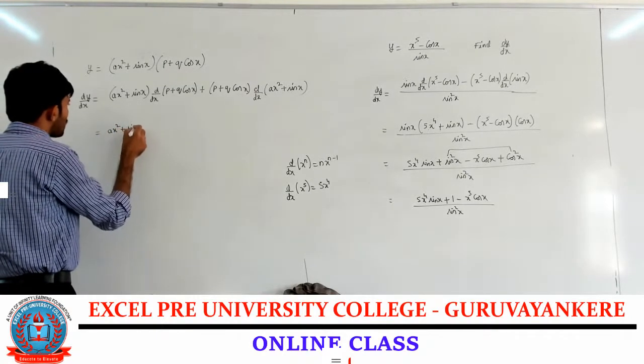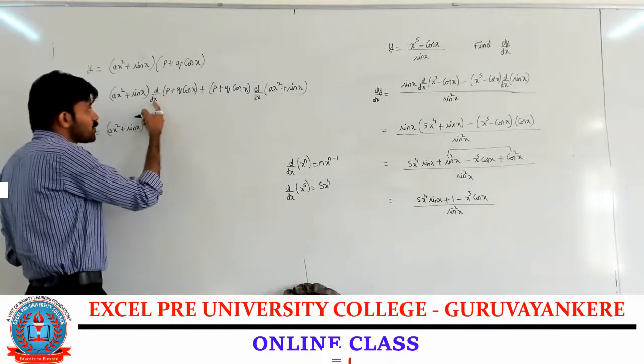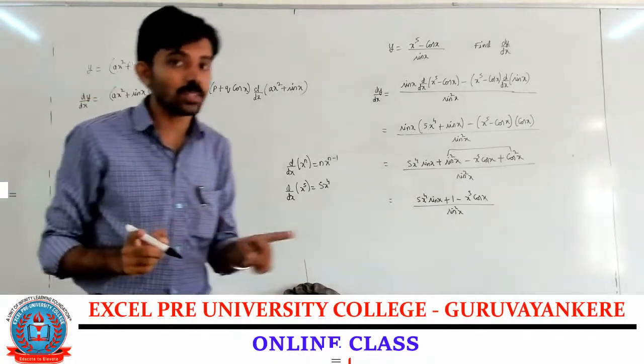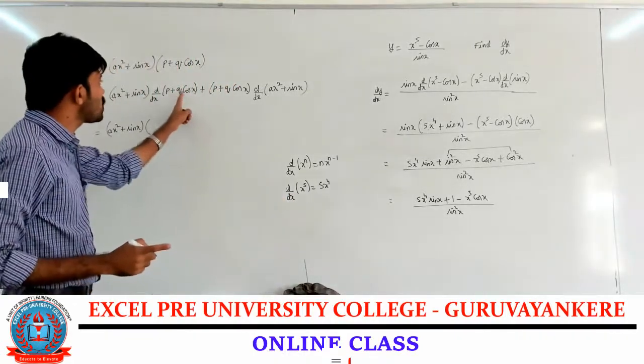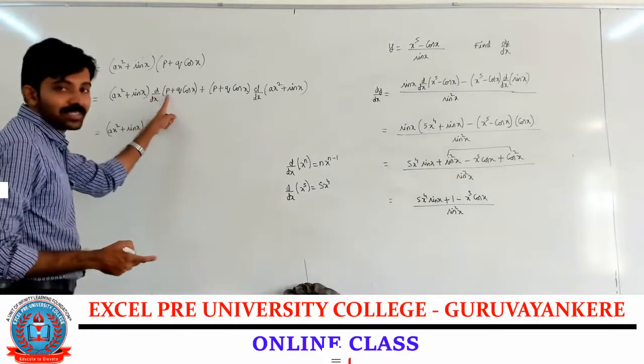Ax square plus sin x. Differentiate p. Derivative of p with respect to x. P is constant. Derivative of constant is 0. Constant into variable does not become 0. Derivative of constant is 0. Derivative of p is 0.